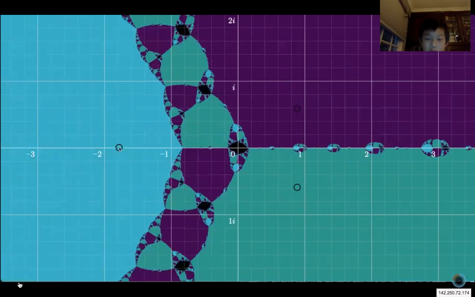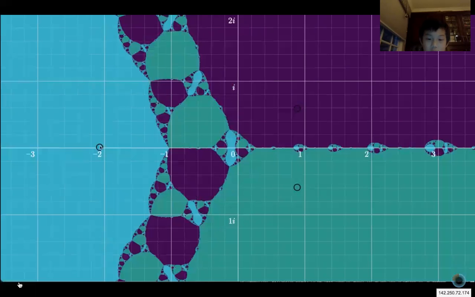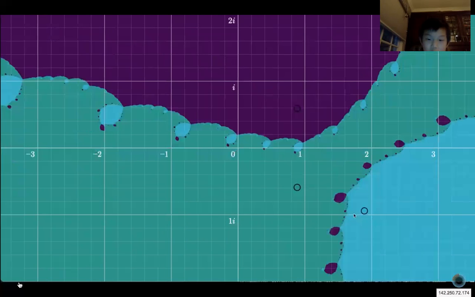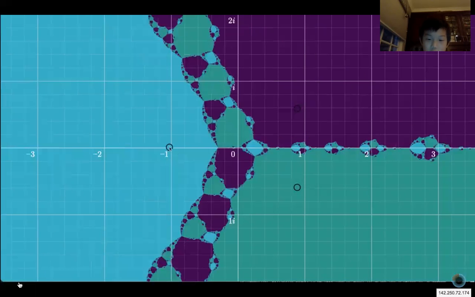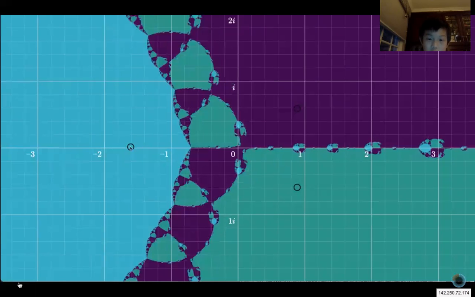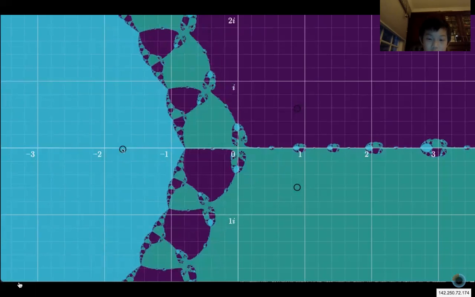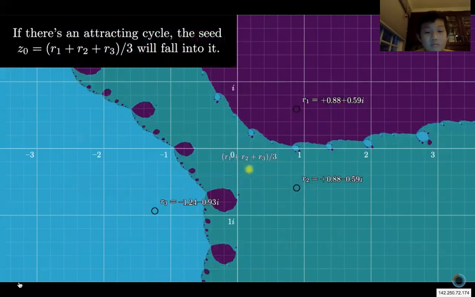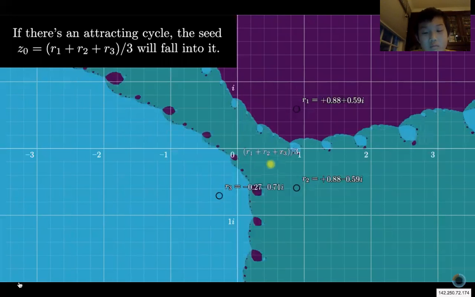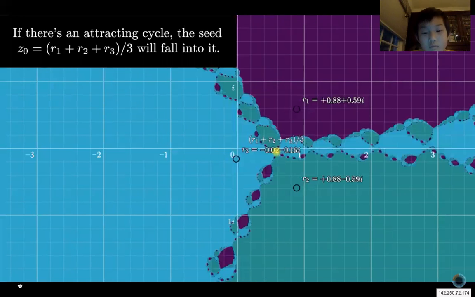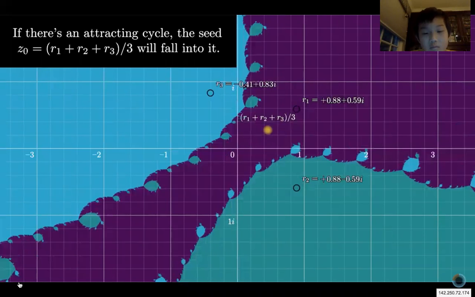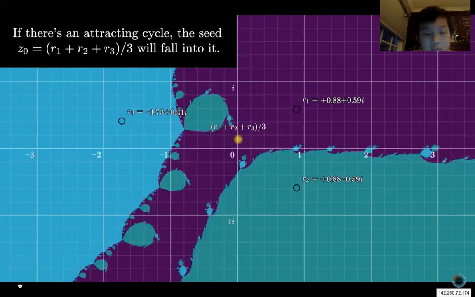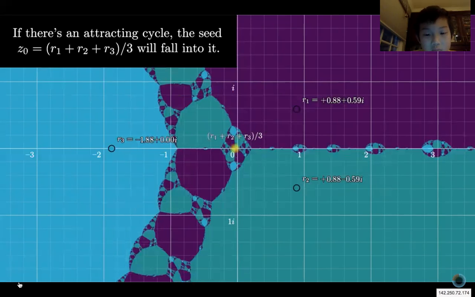Now what I want is some kind of way to visualize every possible cubic polynomial at once with a single image in a way that shows which ones have attracting cycles. Luckily, it turns out that there is a really simple way to test whether or not one of these polynomials has an attracting cycle. All you have to do is look at the seed value which sits at the average of the three roots, this center of mass here. Turns out, this is not at all obvious, if there's an attracting cycle, you can guarantee that this seed value will fall into that attracting cycle. In other words, if there are any black points, this will be one of them.